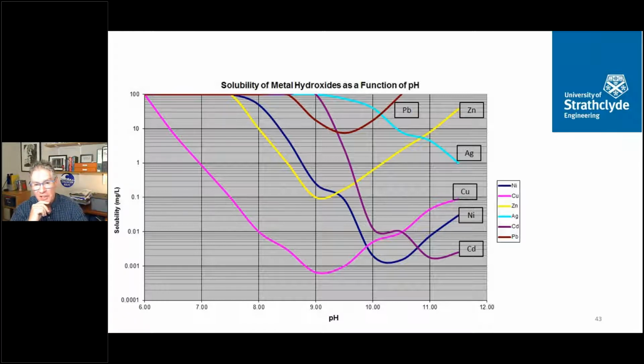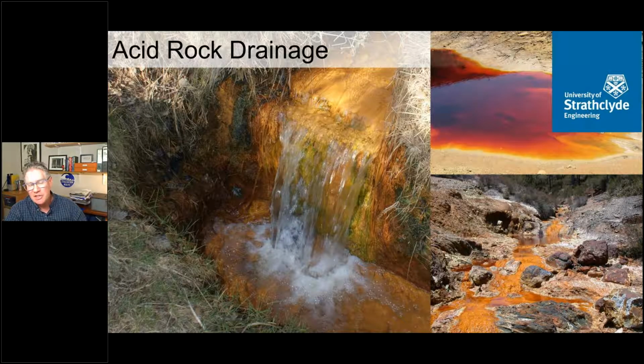Other metals, particularly arsenic, can be soluble over a much wider range of pH, including circumneutral as well. So you don't have to have acidity to generate metal mobility, but if you do have acidity, then it's certainly going to be an issue. So in the next few slides, I'm going to talk a little about acid rock drainage and how that impacts water quality.